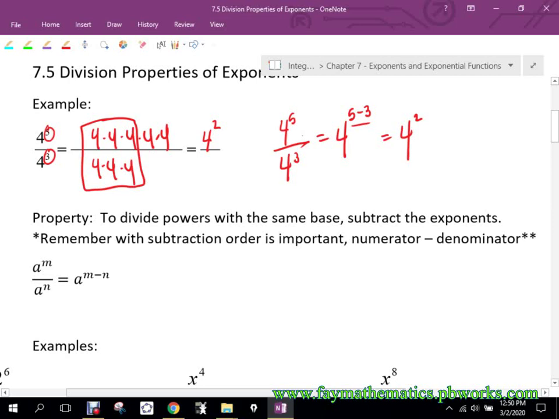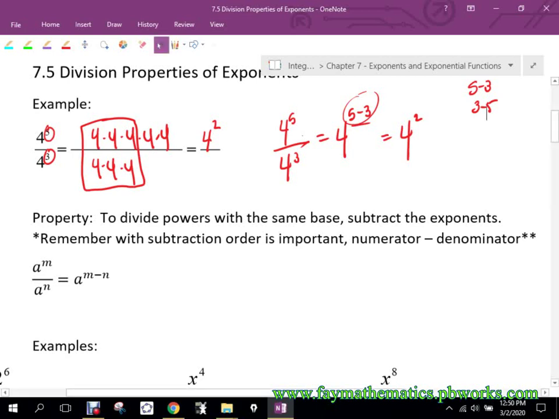Now, with subtraction, order matters, right? Is 5 minus 3 the same thing as 3 minus 5? No. One's positive 2, the other one's negative 2, right? Addition didn't matter, right? 3 plus 5 is the same as 5 plus 3. But when it's division, and that turns into us subtracting the exponents, order matters. So when you do these, you need to subtract the numerator minus the denominator. It's always top minus bottom when we're doing these. Is that okay? All right.